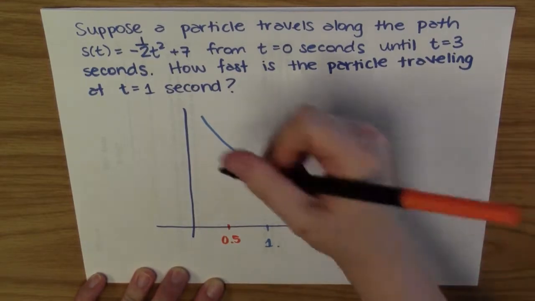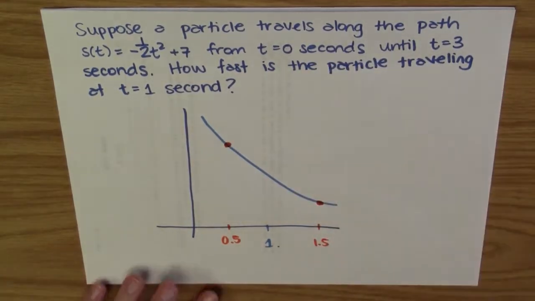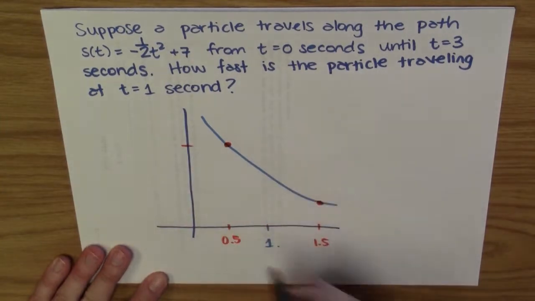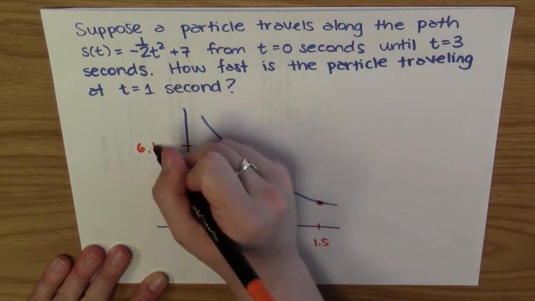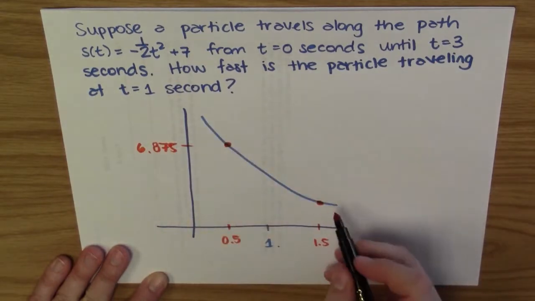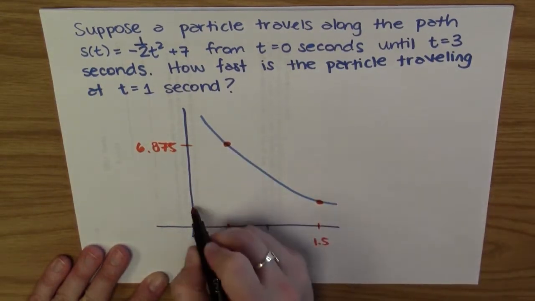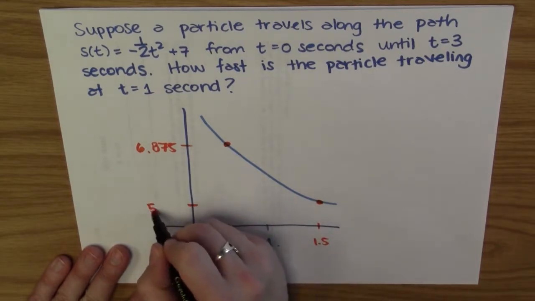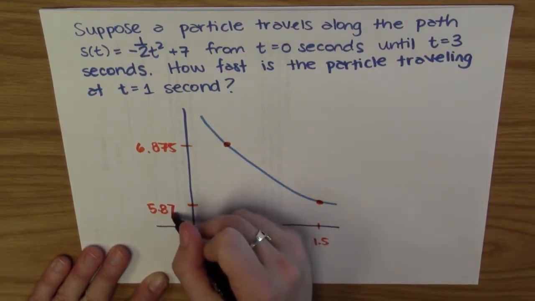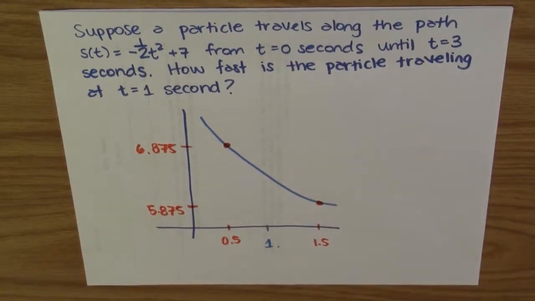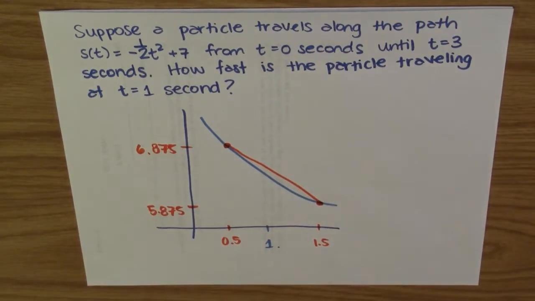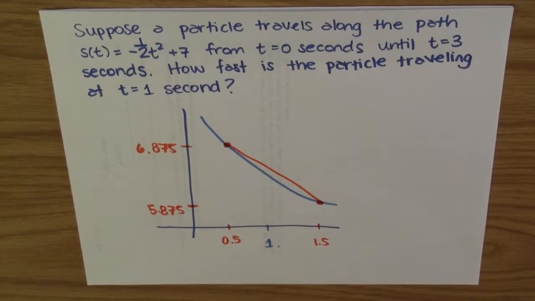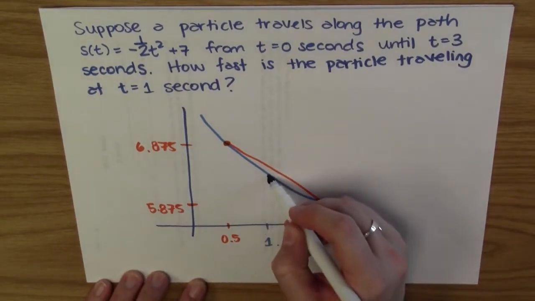Well, we can figure out what the function values are. Here at t = 0.5, the function is approximately 6.875 meters. And at 1.5, the function is approximately 5.875 meters. So the slope of the line segment in between these 2 points is approximately the slope of the tangent line to the curve at 1.